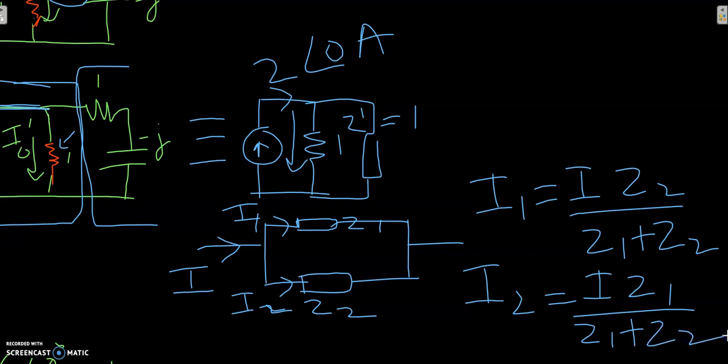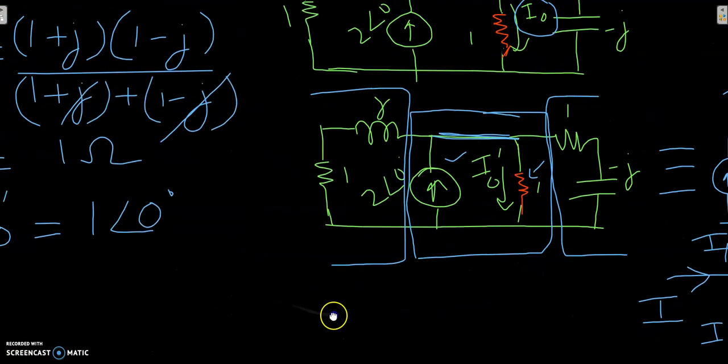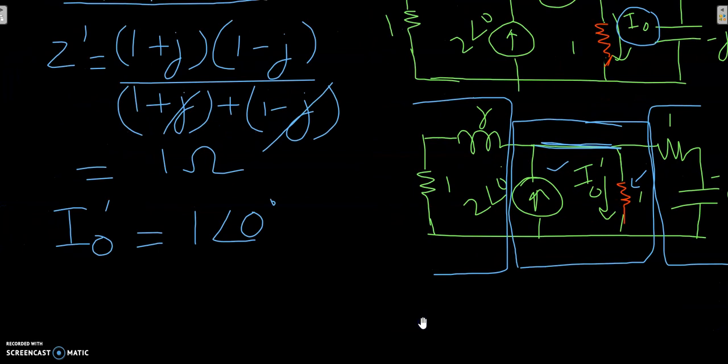So if I apply this concept here, I can get the value of the current that is flowing through this 1 ohm resistor equal to 1 angle 0 degrees amps. Okay, so this is I naught dash. So remember, we haven't arrived at the result yet. This is the first step in solving the circuit by the superposition theorem.